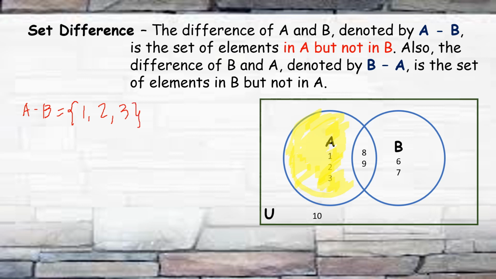How about the B minus A? So, ito namang part siya. Okay? Dito lang siya. Kasi, hindi natin pwedeng isamang part na to dahil siya ay included sa A. So, this green part or green shaded is the B minus A. So, how are we going to write it in the roster form? So, the B minus A is equal to 6 and 7 only. So, that is the set difference.